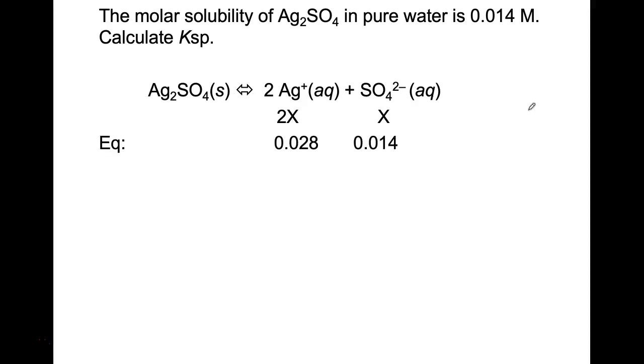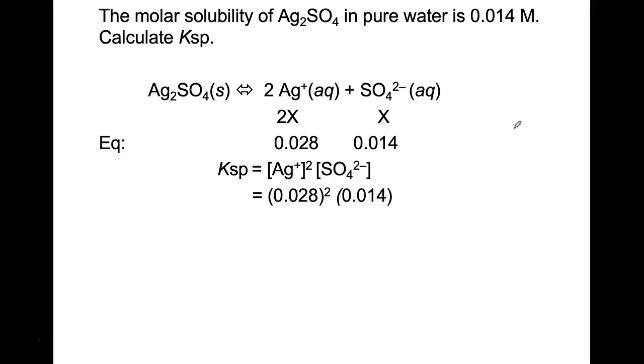So at equilibrium now, I know that these two are going to be in the ratio of 2 to 1. And this is the 1. So the molar solubility of the silver sulfate is 0.014, but that really means that the sulfate is 0.014 and the silver is double that. So here's my expression, and I just replace everything with their values. Do the math out, and I get 1.1 times 10 to the negative 5th, and that's the KSP. That's pretty straightforward.